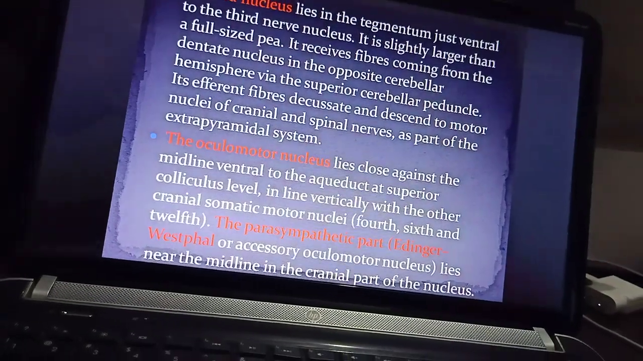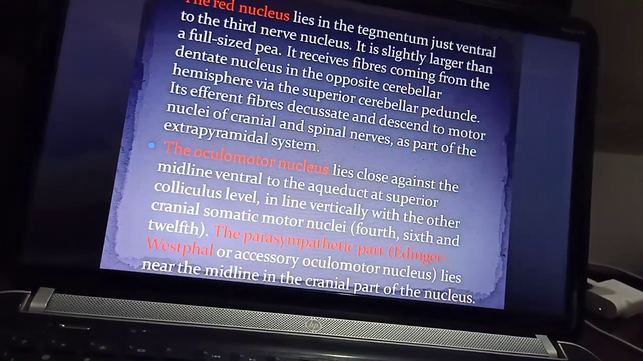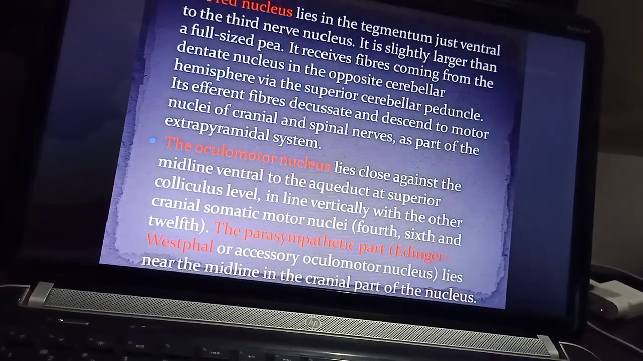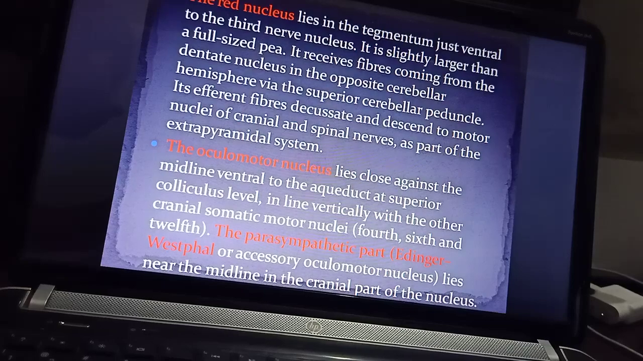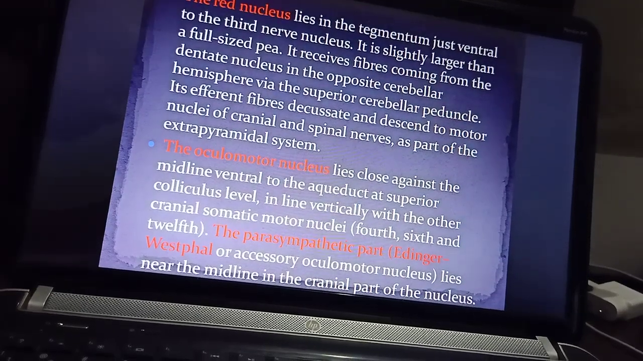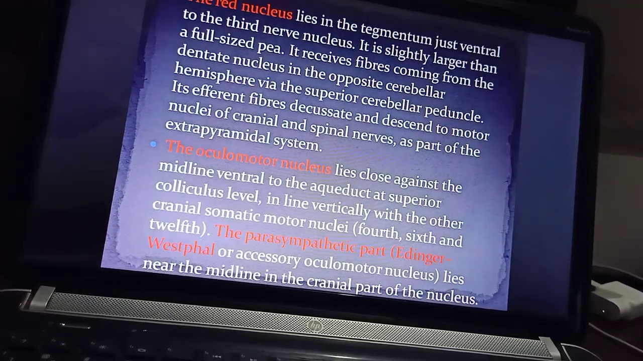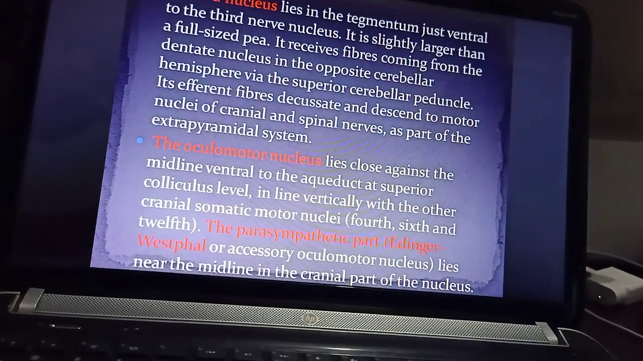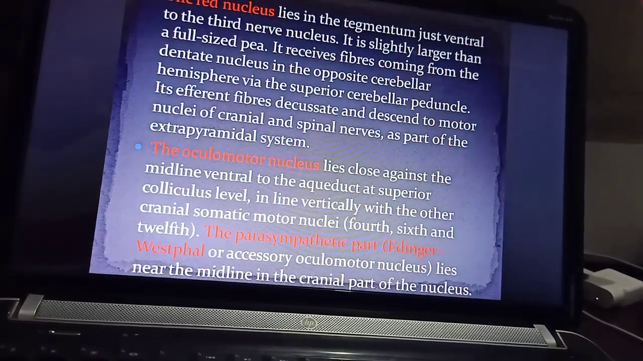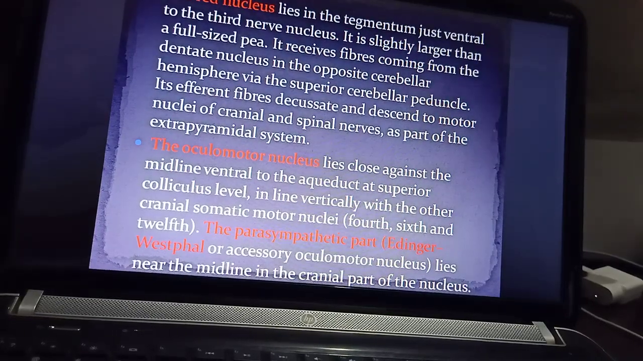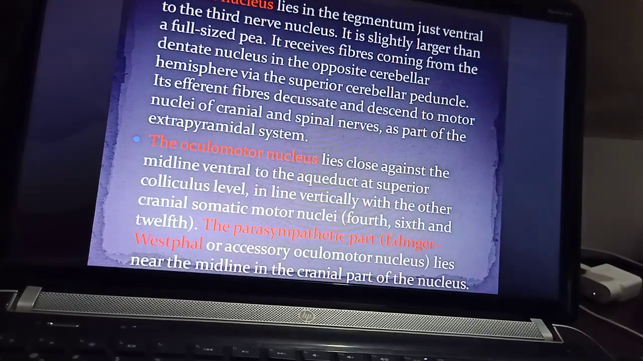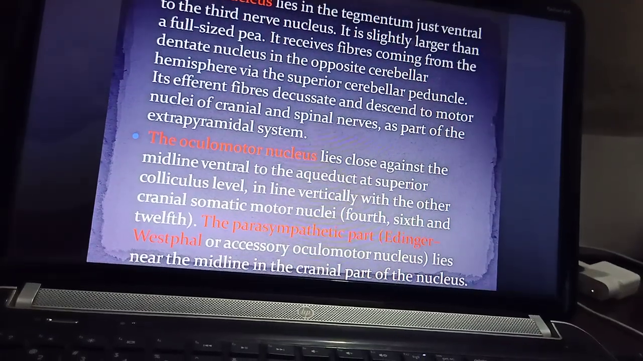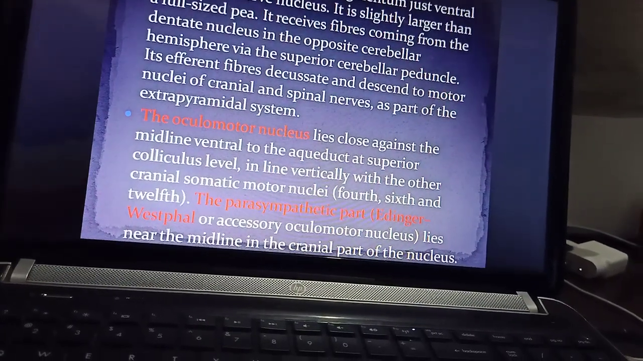The red nucleus lies in the tegmentum just ventral to the third nerve nucleus. It is slightly larger than a full size pea. It receives fibers coming from the dentate nucleus in the opposite cerebellar hemisphere via the superior cerebellar peduncle. Its efferent fibers decussate and descend to the motor nuclei of the cranial and spinal nerves, as they are part of the extrapyramidal system.